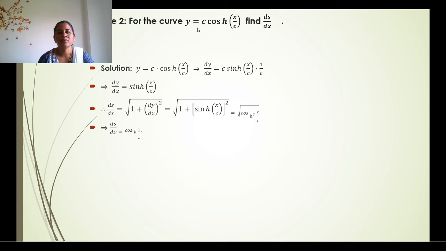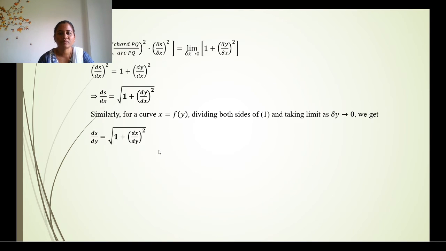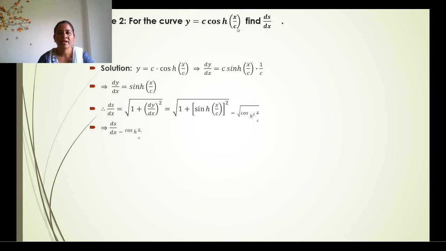For the curve y is equal to c cos hyperbolic x by c, find ds by dx. Here y is equal to c cos hyperbolic of x by c. Differentiate with respect to x; it is in the form of y is equal to f of x. Then c sin hyperbolic of x by c, and again differentiation of x by c is 1 by c, c gets cancelled, we get sin hyperbolic of x by c. This is dy by dx.